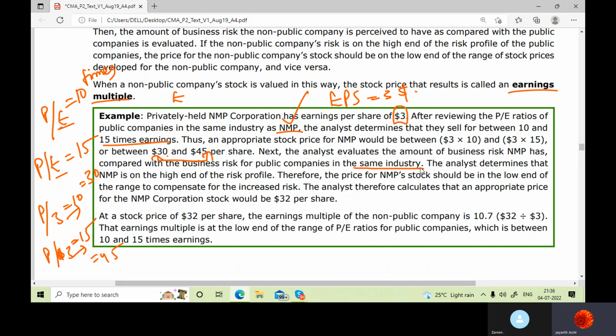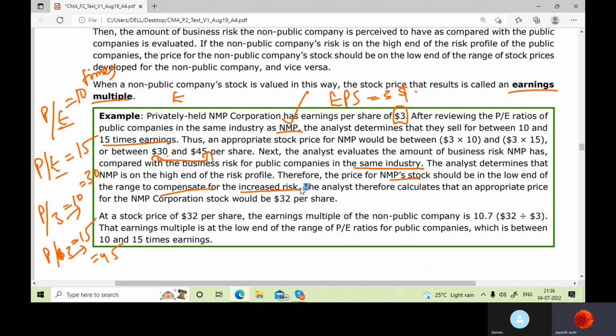So you know, business risk almost all would be same in many cases. The only risk which differs and which is relevant to us is the finance risk, because almost all kinds of businesses face the same kind of business risk. Okay, so the analyst determines that NMP is on the high end of the risk profile. Therefore, the price of NMP stock should be in the low end of the range to compensate for increased risk.